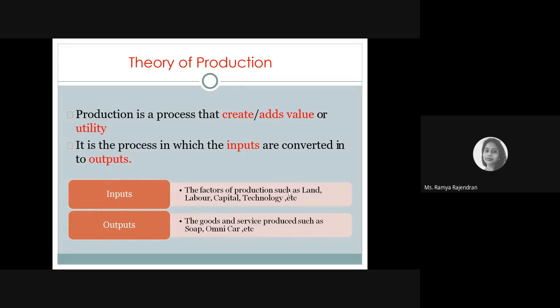Okay. So some examples of inputs are your land, labor, capital, technology and other raw materials. You need land to set up a factory or construct an office. Then you need people to work for it, and then you need investment, and then you need technology, all the infrastructure, I mean IT infrastructure, and the raw materials.